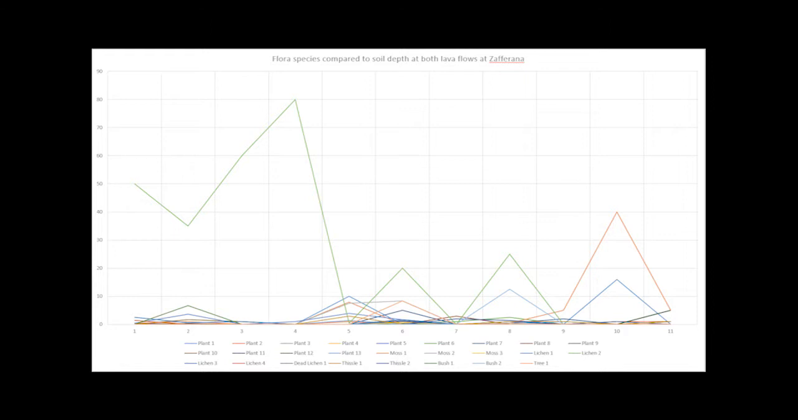Between 5 and 9 cm, lichens are still the most dominant floral species, but there is a higher amount of other floral species, including the introduction of some plant life. At depths of 9 to 11 cm, plant 1 and tree 1 have the highest percentage cover. This is due to the deeper and more developed soil that is being established, allowing the growth of plant life with deeper roots.